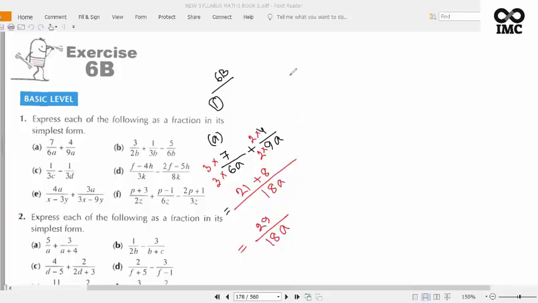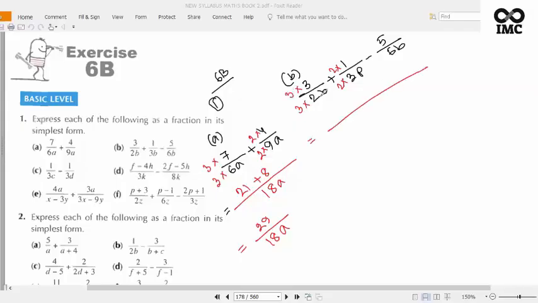Now question number b. Question number b says 3 divided by 2b plus 1 divided by 3b minus 5 divided by 6b. Now what is the LCM of 2, 3, 6? That will be 6. So we need to multiply this one by 3, this one by 2. Okay. So here what will we get? The denominator will be 2 3s are 6, 2 3s are 6. Here this one will be b.